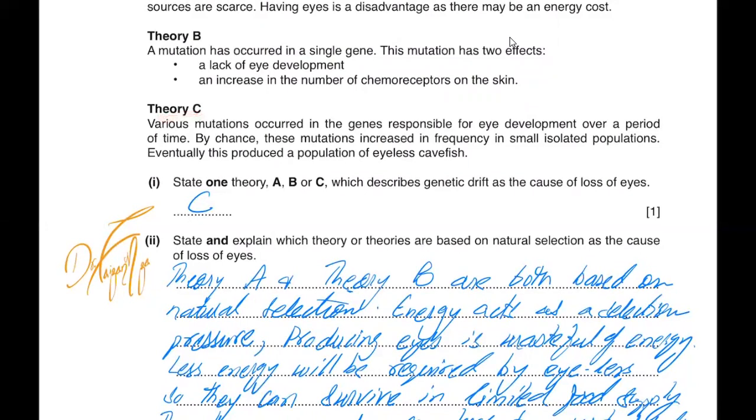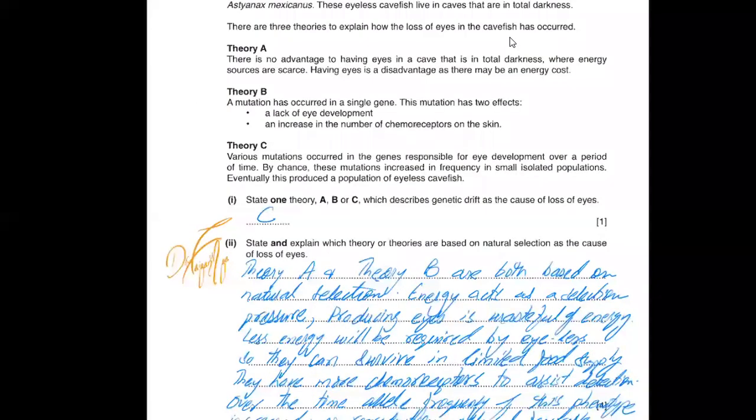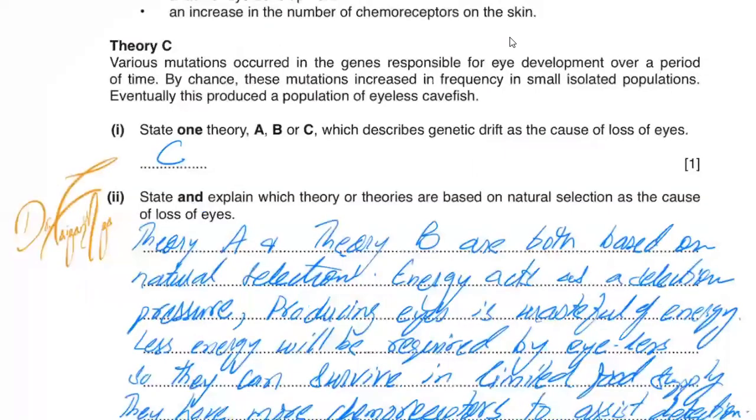Theory C: various mutations occurred in genes responsible for eye development over a period of time. Over a period of time, by chance, these mutations increase in frequency in a small isolated population. Eventually, this produces a population of eyeless cavefish. So there are three different situations given to you. State which theory, A, B or C, will describe genetic drift. Genetic drift definitely refers to a small isolated population. In the first two, there is no reference to a small isolated population. So we'll mention theory C.